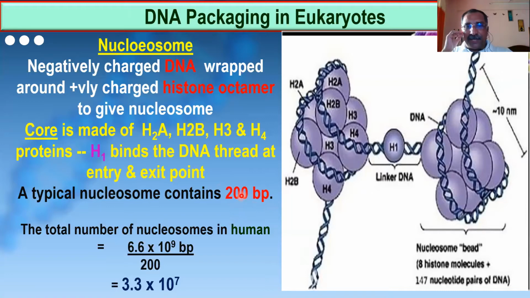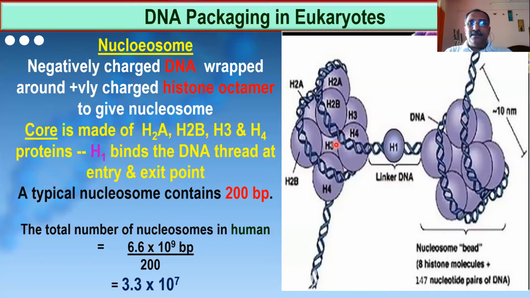Out of these 200 base pairs, on or around the octamer you can see some 146 or 147 nucleotides. The remaining 54 or 53 base pairs, from this end to this end, is normally called linker DNA. Linker DNA is connecting two nucleosomes. The DNA part that is connecting two nucleosomes is called linker DNA, having around 53 to 54 base pairs.